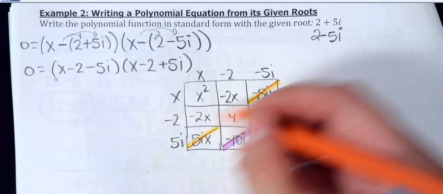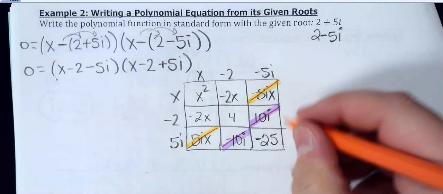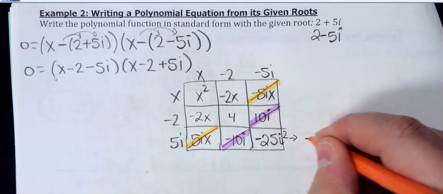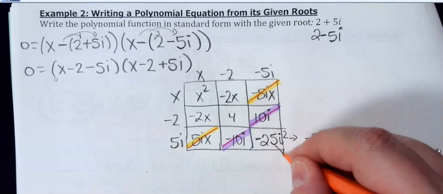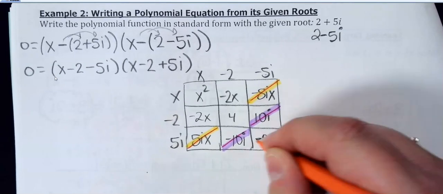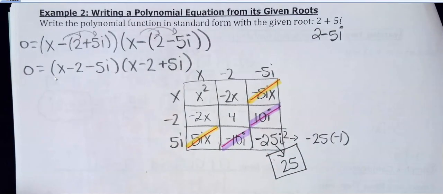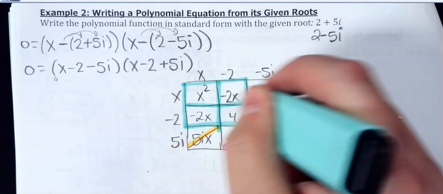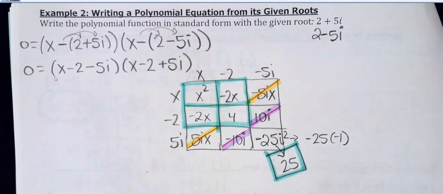So 5 times negative 5 is negative 25, and then, here again, I'm going to get i times i, which is i squared. What I want to remember there is that i squared is equal to negative 1. So what I'm going to have here is negative 25 times negative 1. So this little box right here is really just the number 25. Okay, so what I have then is to put together anything that didn't cancel. So it'll be these 4 boxes here, and then this guy here after we simplified it in the bottom right corner.